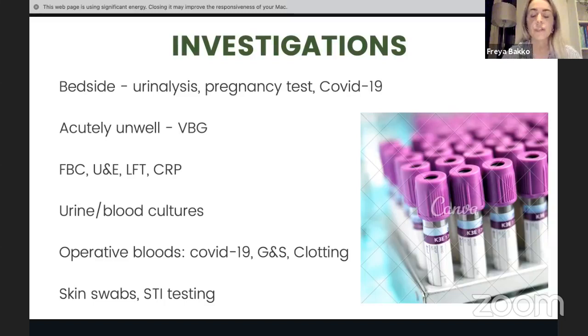Then you want to do operative bloods in surgery. So always make sure they have a valid group and save. In a lot of trusts, this requires 2 group and saves within either 48 or 72 hours to make sure that's on the system, and do a clotting as well. If you notice any rashes or you're worried about STIs, do skin swabs or test for STIs specifically as well.